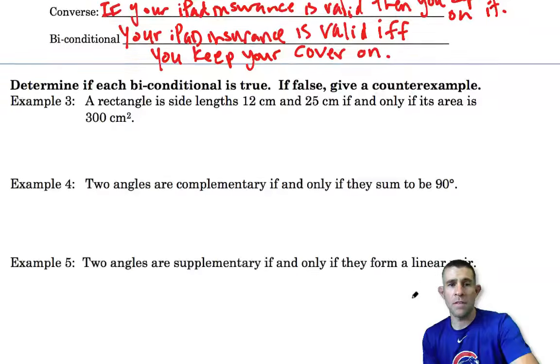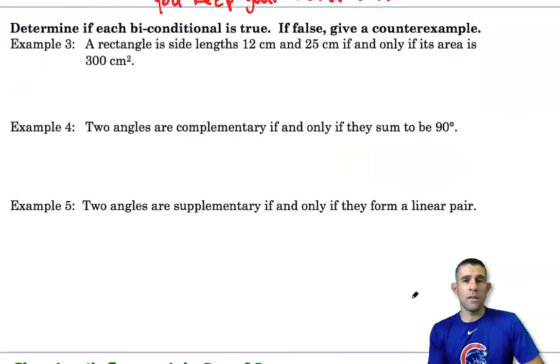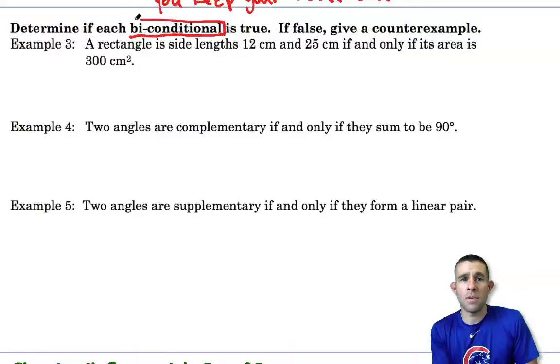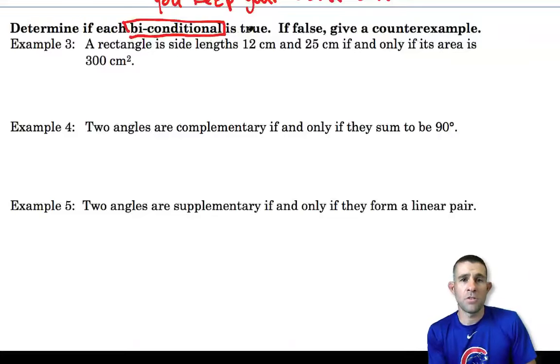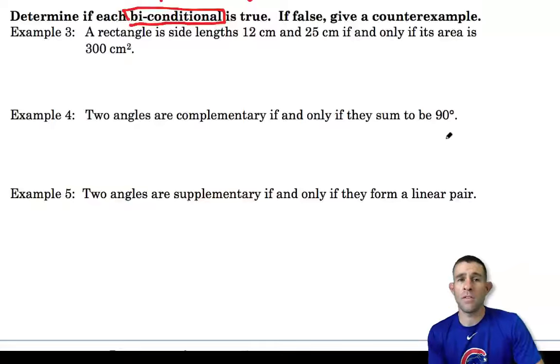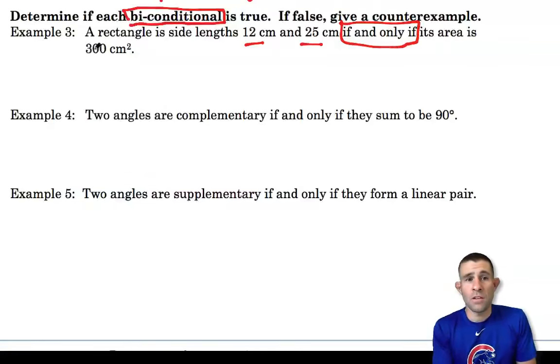Let's jump into our next example where we're asked to show if a biconditional statement is true. Now remember, biconditional, there are two conditional statements. In order for a biconditional statement to be true, both the conditional statement and its converse need to be true themselves. So you have to consider both cases. So example 3 says a rectangle has sides 12 and 25 if and only if its area is 300 centimeters. So I circled our if and only if clause to indicate where our statements are broken up.